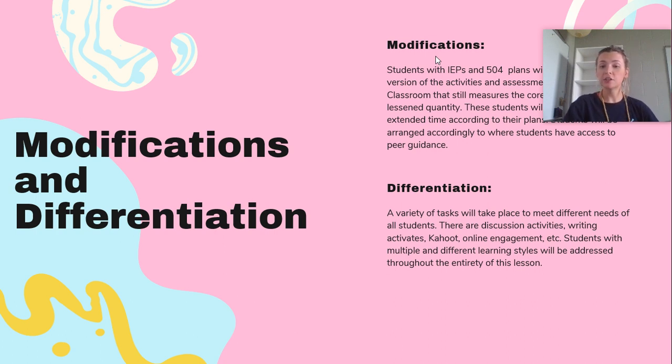As far as differentiation goes, there's a variety of tasks that appeal to multiple learners. Everything from hands-on with the Kahoot, different writing activities, different discussion activities. There's online engagement, ways that students can work more independently, ways that they can work more so with a peer, ways that they can engage more so with me as the teacher. The lesson itself is very differentiated for all types of learners, no matter where they are in their journey. So overall, this is my lesson, my adapted lesson from OER Commons on media literacy in a literacy classroom.